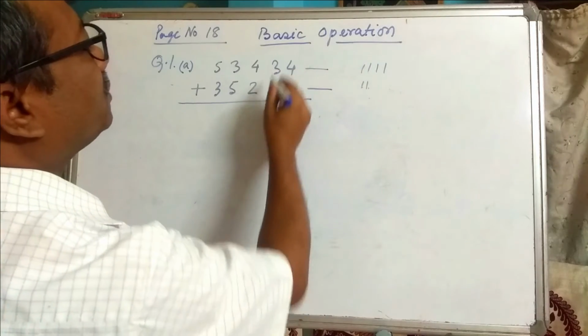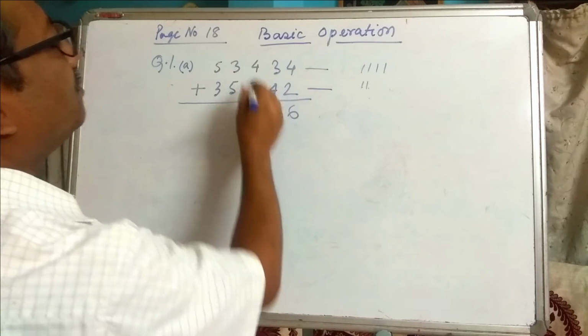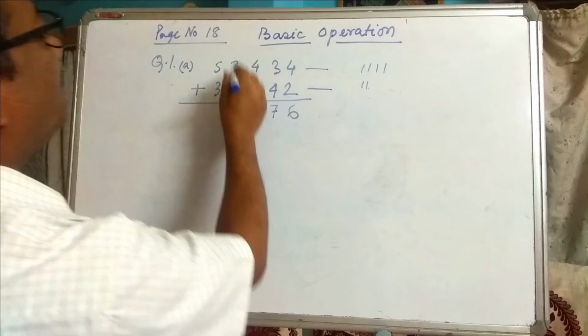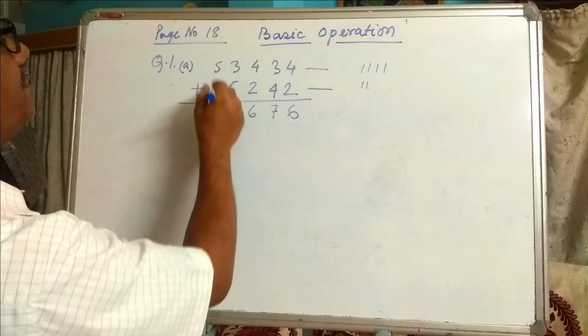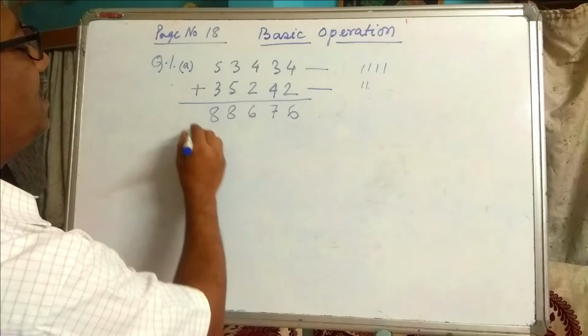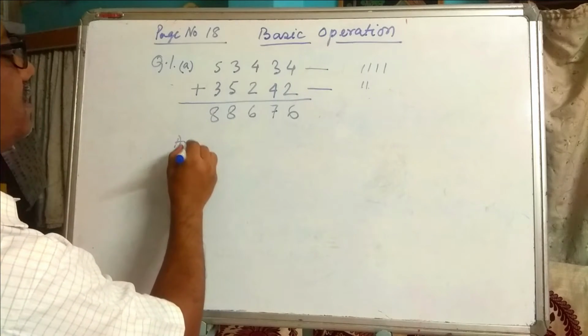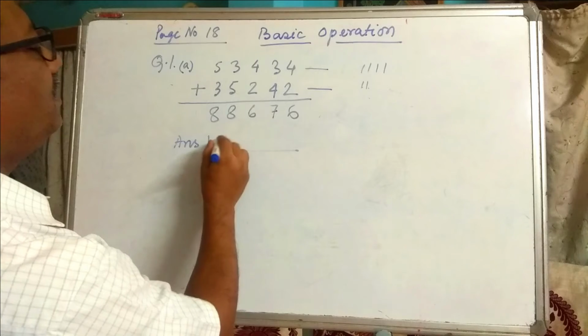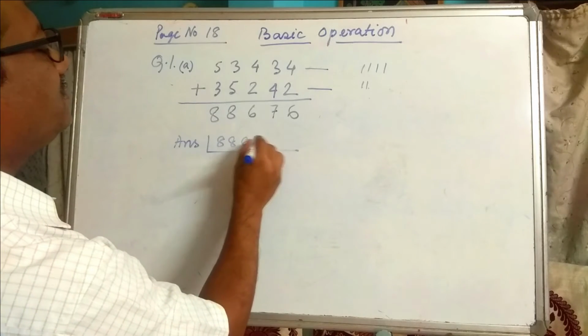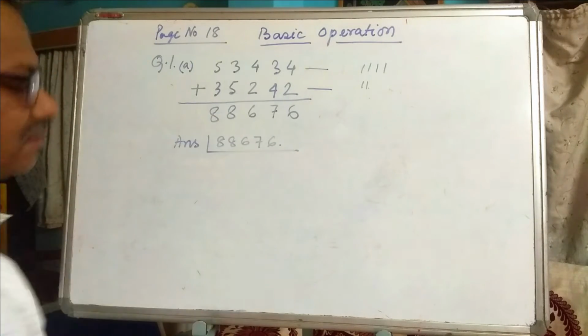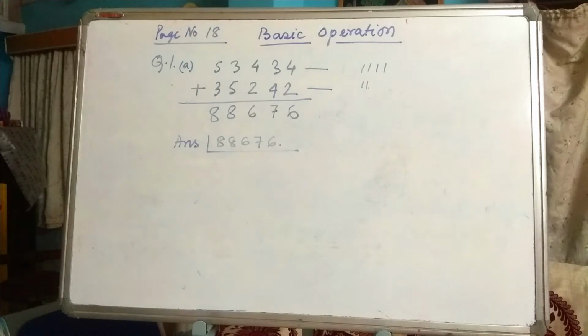3 and 4, 7. 4 and 2, 6. 5 and 3, 8. This is the answer. The answer is 8, 8, 6, 7, 6. Is it clear to you?